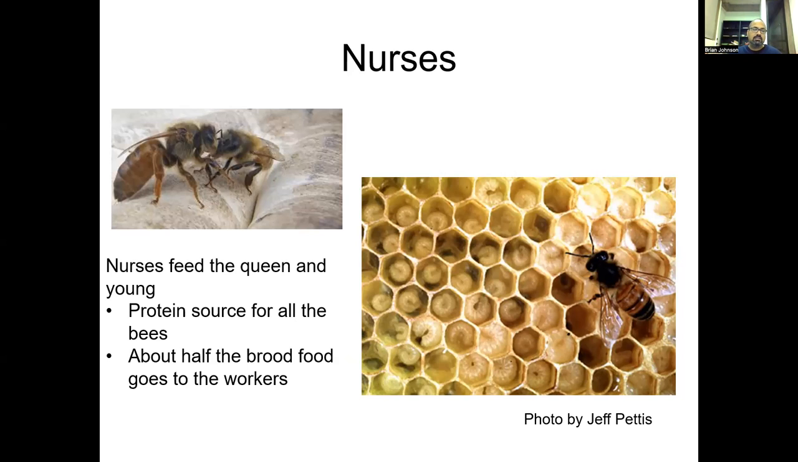Some studies in the 90s showed that. You can trace the movement of the brood food through the nest, and about half goes to the larvae and half goes to the adult bees. And of course they feed the queen. They basically feed the queen according to how much they think she should lay.